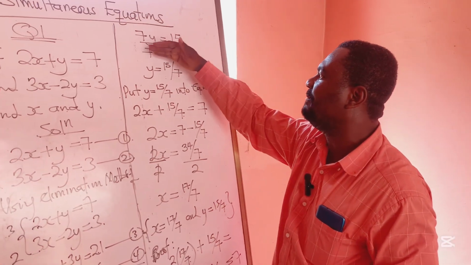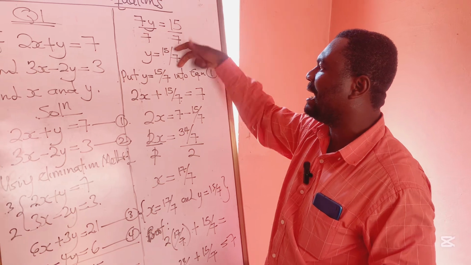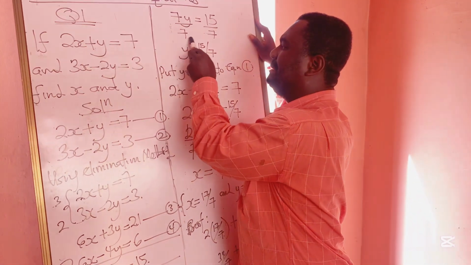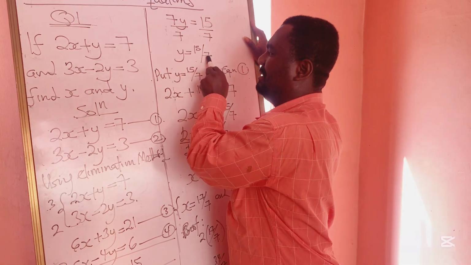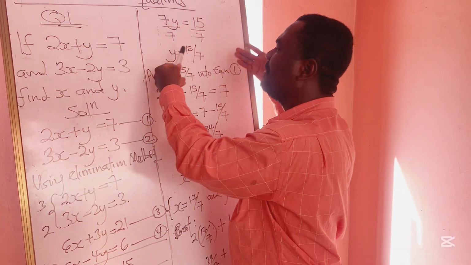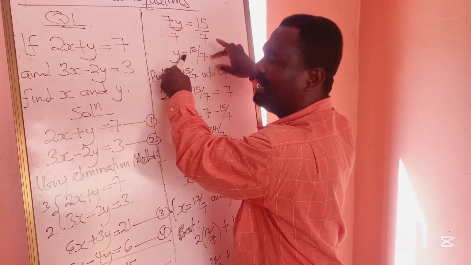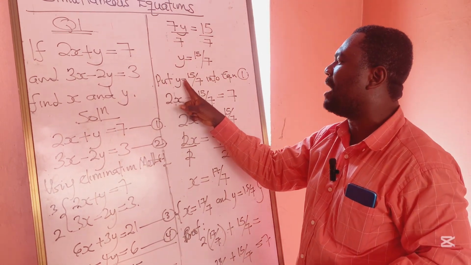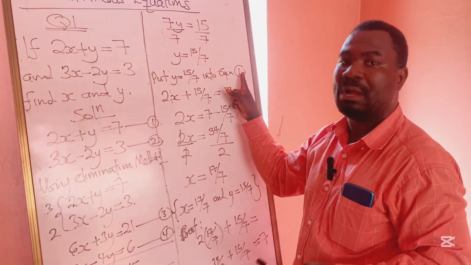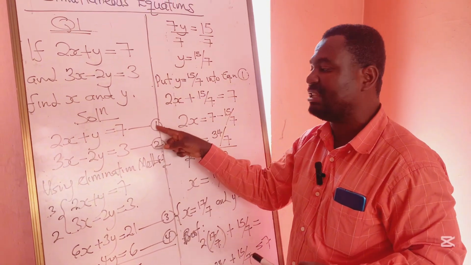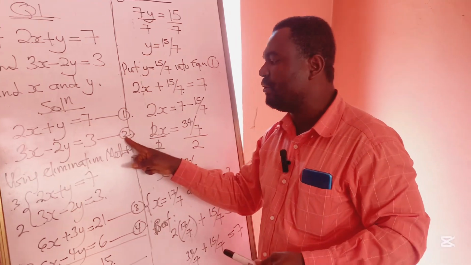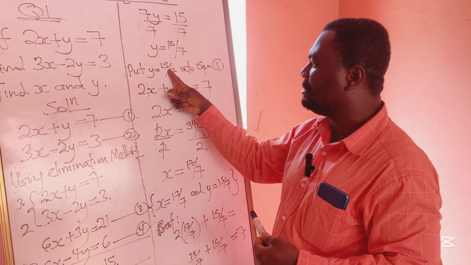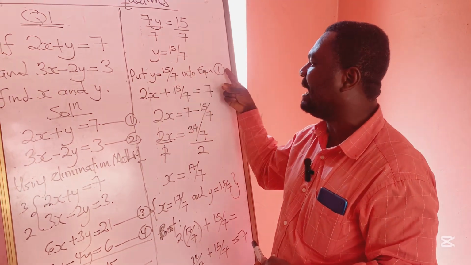To solve for y, I have to divide both sides by the coefficient. We said that they are running in two variables. So at the end of the day, if one has shown up, then we need to use the one which has shown up to find the other one. So I put my y, which is 15 on 7, into equation 1. One may choose to solve with equation 1, or with equation 2, but I prefer equation 1. So I substitute my y into equation 1.